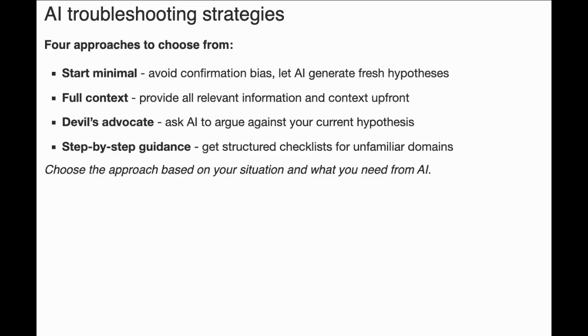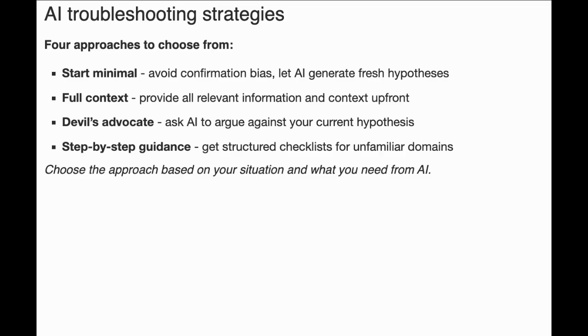AI troubleshooting strategies. I've added 4 approaches here to choose from. There are many, but these are just ones that I use on a regular basis. The minimalist approach: avoid confirmation bias and let AI generate fresh hypotheses. This seems counterintuitive, right? We usually want to give AI all of the context that we have, but sometimes that context includes our biases and assumptions. It might cause us to fall deeper into unproductive rabbit holes. You can feed AI additional context during the discussion.